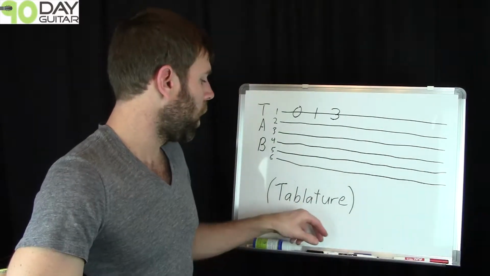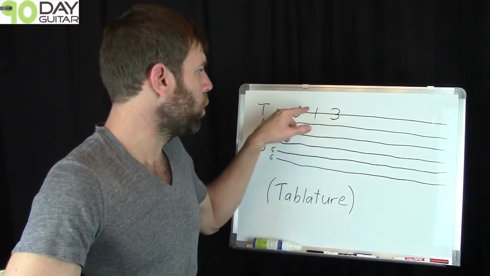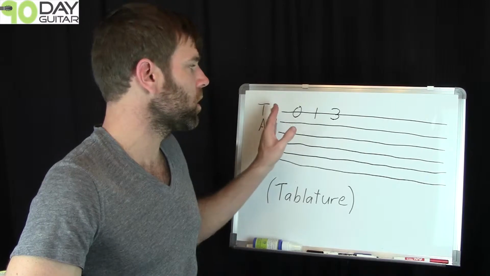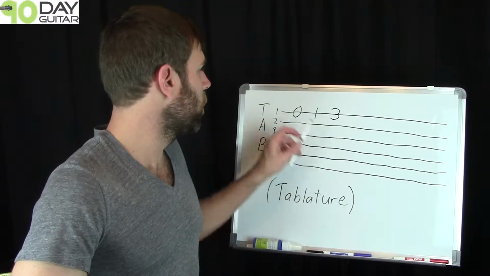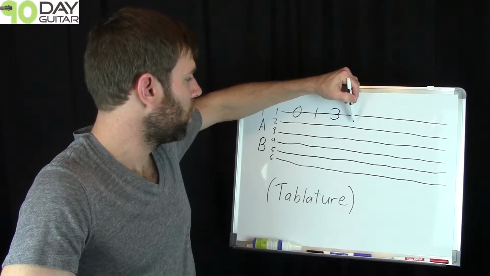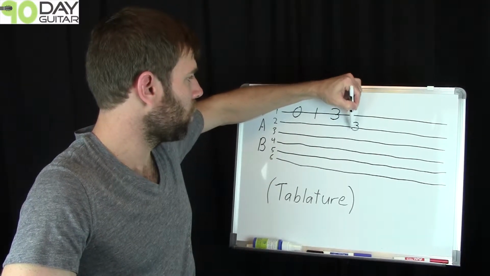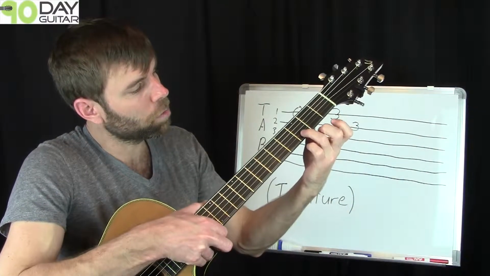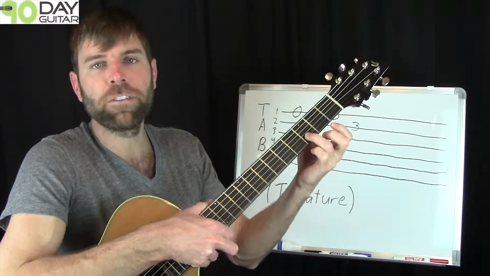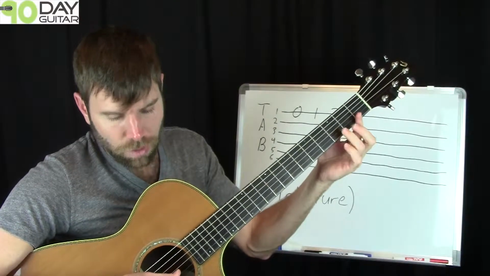As you go across and read, just like reading a sentence, you go from left to right. So if the next one you saw was a 3 here, now you've got a 3 on the 2nd string. So you'd place a finger on the 3rd fret of the 2nd string.